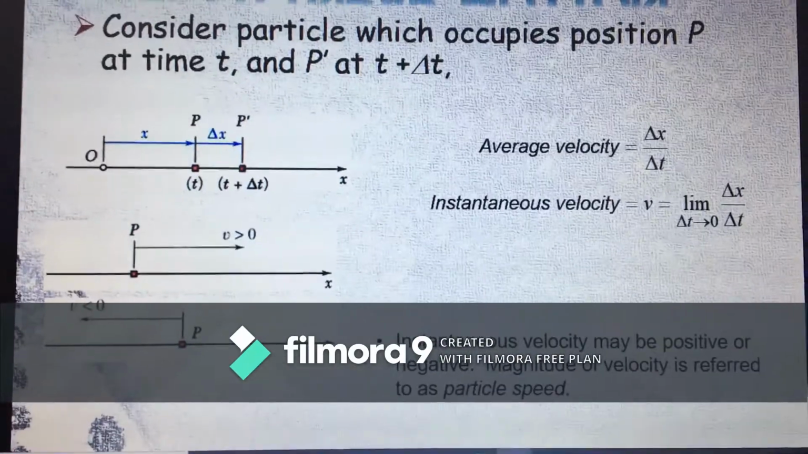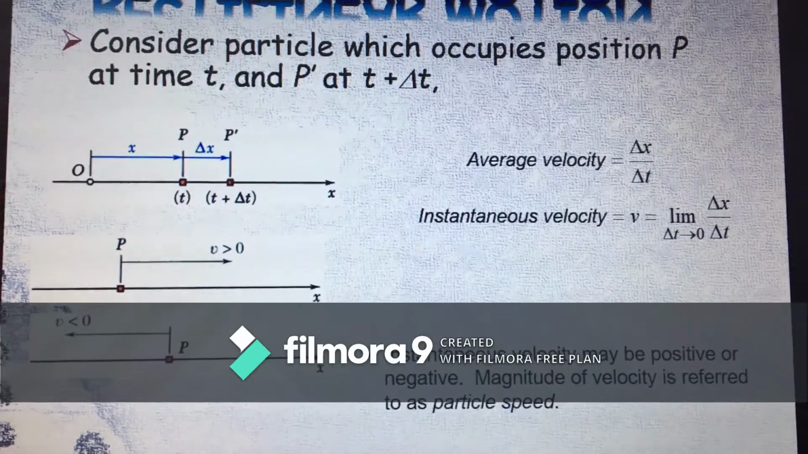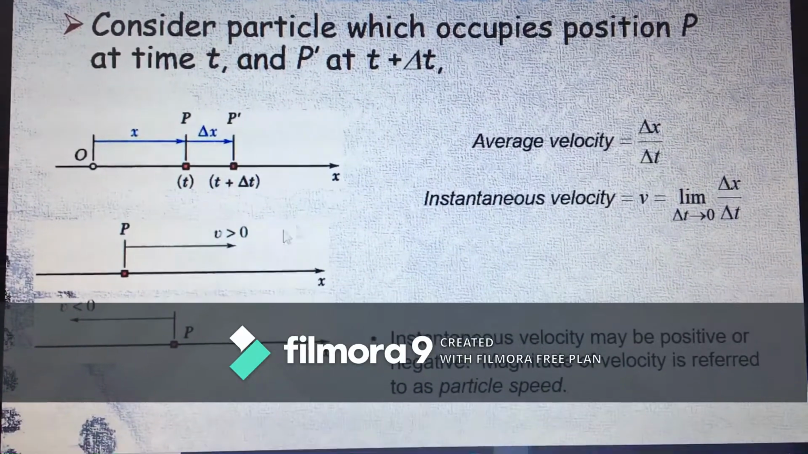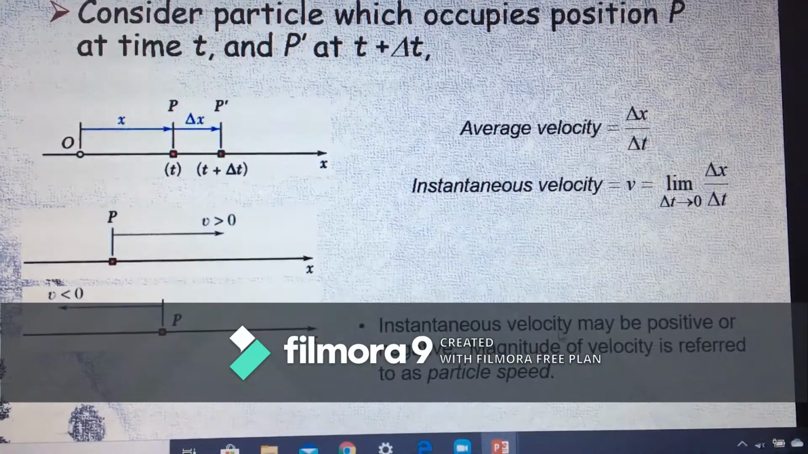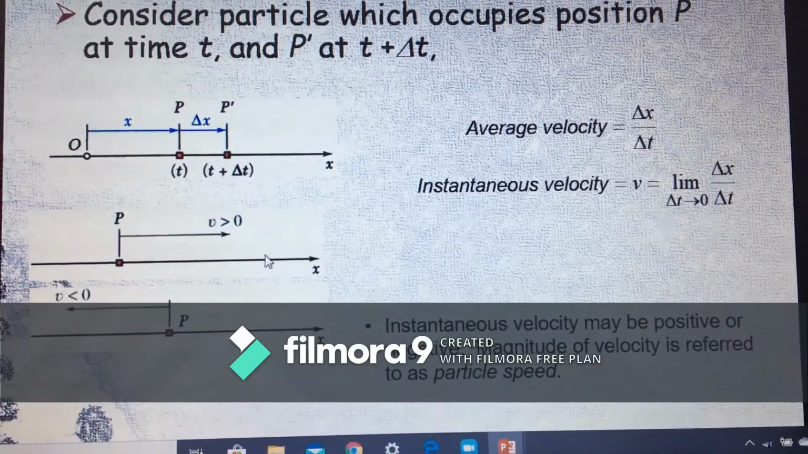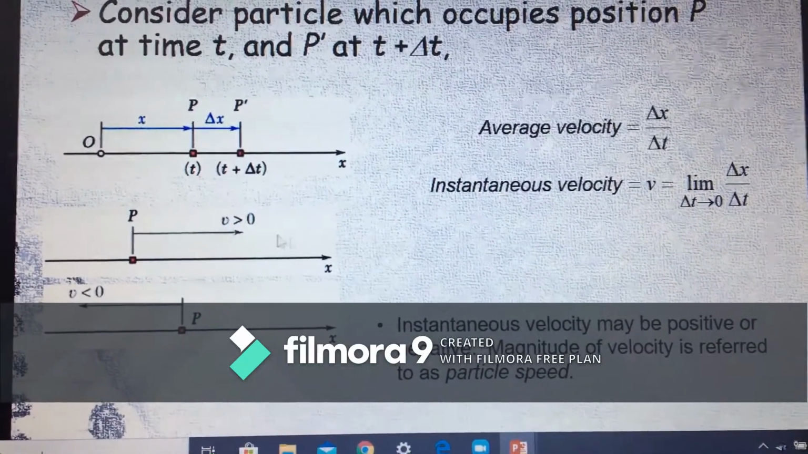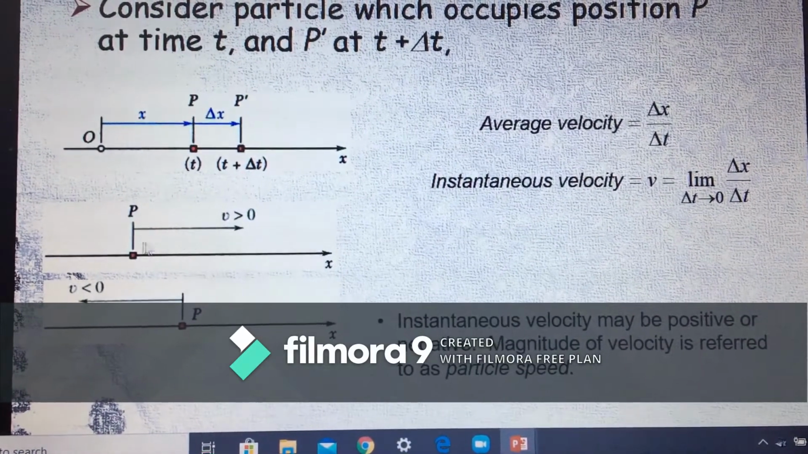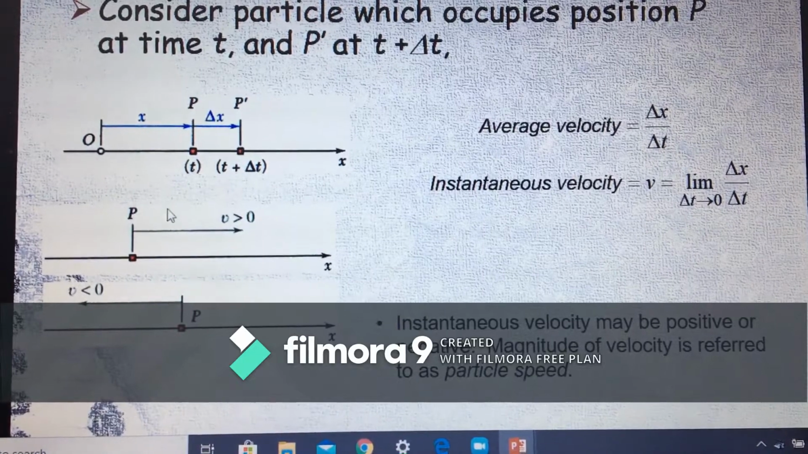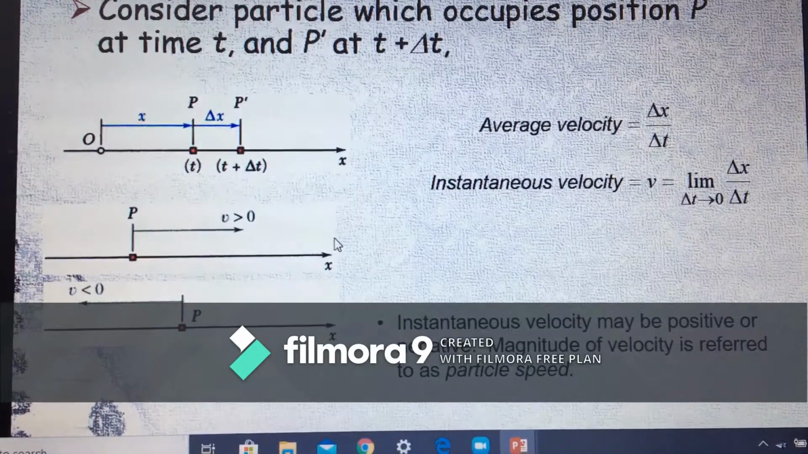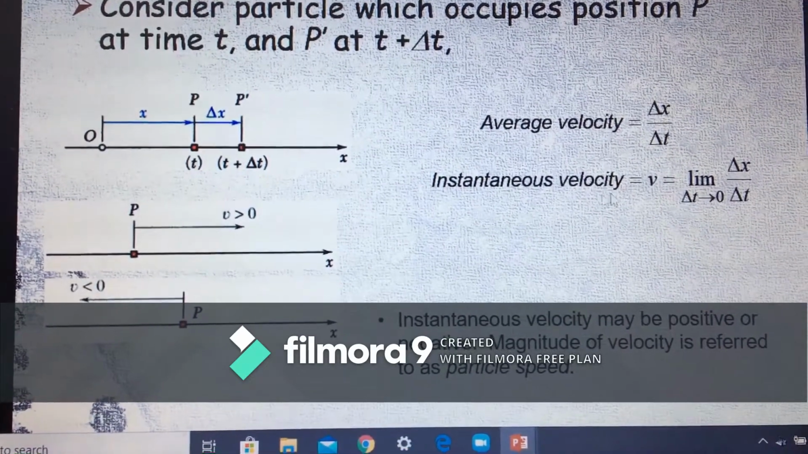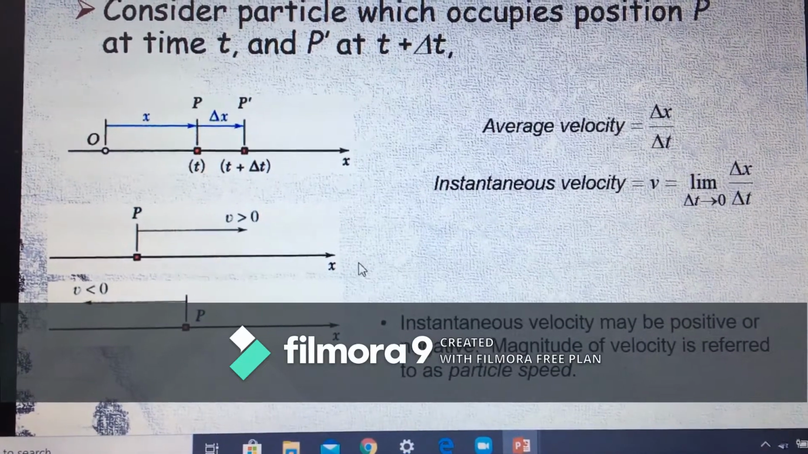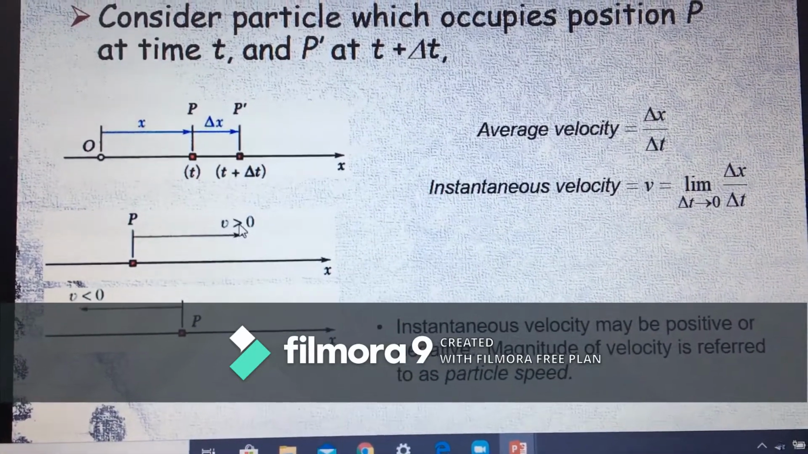Now we have here the possible sign of our velocity of the particle. So on the first picture here, as p moves to the right, then we can say that the instantaneous velocity v is greater than 0 or positive.